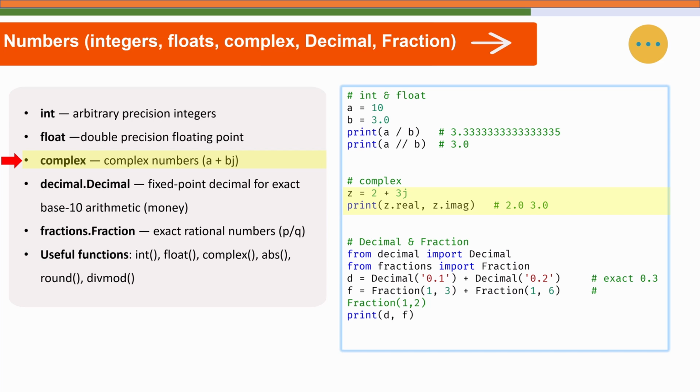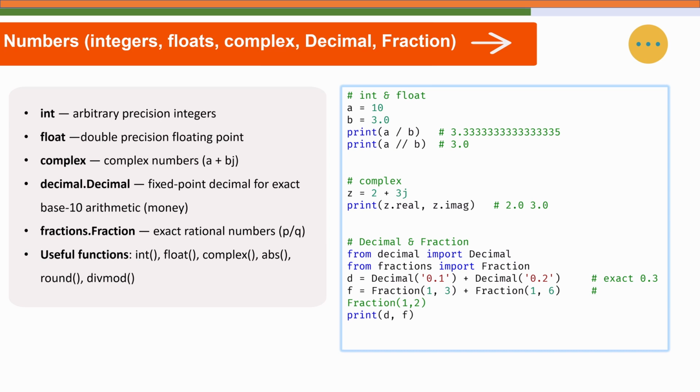When exact base 10 arithmetic is required, for example in financial calculations, use decimal. So decimal avoids such binary float rounding. For exact rational arithmetic, use fractions. Fraction to represent p by q, for example, precisely.